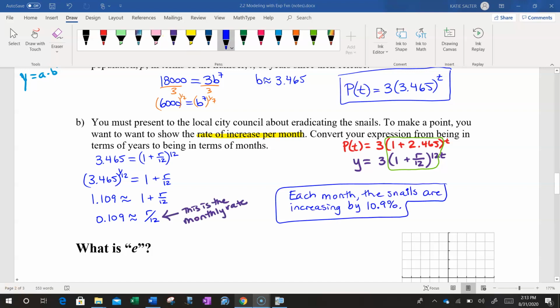As weird as this is, if you then change that back to a percentage, what that means is each month the snails are increasing by 10.9%. Had you multiplied each side by 12, it would have given you the yearly rate of appreciation, or how fast they were increasing per year, but we only wanted to know per month. Okay, so the last part.